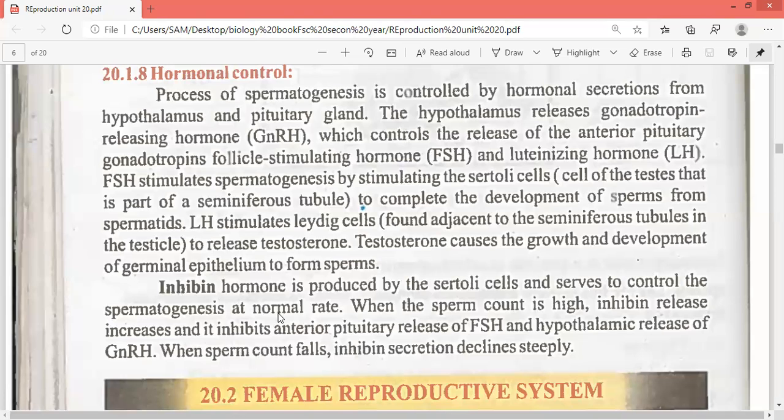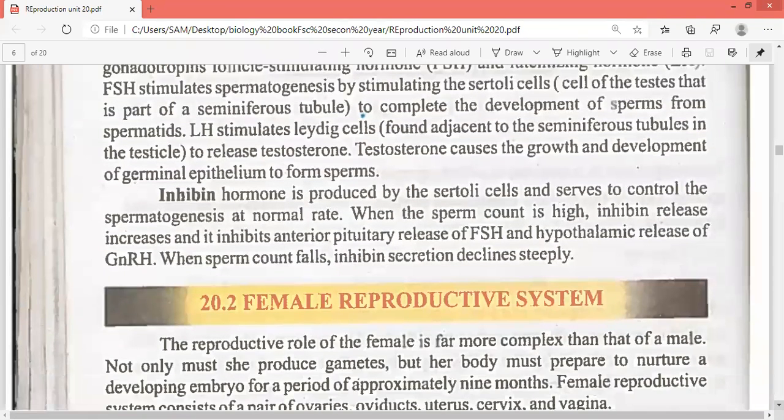When the sperm count is high, inhibin release increases and it inhibits anterior pituitary release of FSH. इनहिबिन जाकर मैसेज देगा FSH को कि अपनी प्रोडक्शन कम कर दो, स्पर्म ज्यादा प्रोड्यूस हो गए हैं. And the hypothalamic release of GnRH, gonadotrophin, is also inhibited. यानी when sperm count falls, inhibin secretion declines steeply. ठीक है, ये तो आपको पता है कि जैसे ही स्पर्म की प्रोडक्शन होगी वहां पर नेगेटिव फीडबैक का मैसेज जाएगा कि बस और जरूरत नहीं है स्पर्म्स की, तो इनहिबिन इनहिबिट कर लेगा, और स्पर्म की प्रोडक्शन कम हो जाए तो इनहिबिन की सिक्रीशन खुद ब खुद डिक्लाइन हो जाएगी, कम होती रहेगी.